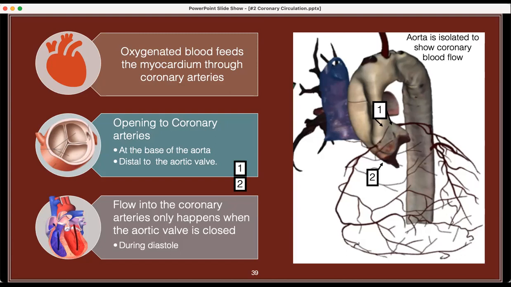And this flow only occurs when the aortic valve is closed, and that happens during diastole. And this picture is from the Anatomosh table. So number 1 is the coronary arteries. Number 2 is the aortic valve.